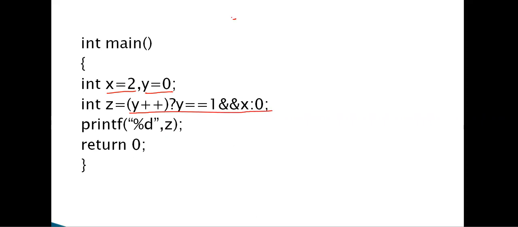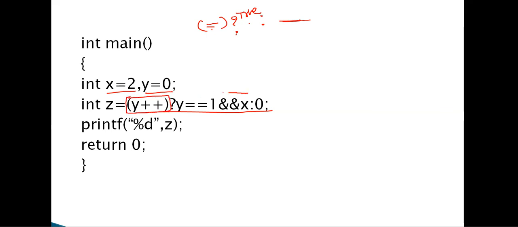This is the conditional operator. I think everyone knows the conditional operator. Before the question mark, we write the condition. Between the question mark and colon, we write the true block. That means if the condition is true, this block is executed. If the condition is false, this block is executed. Now, from this expression, this is considered as a condition.